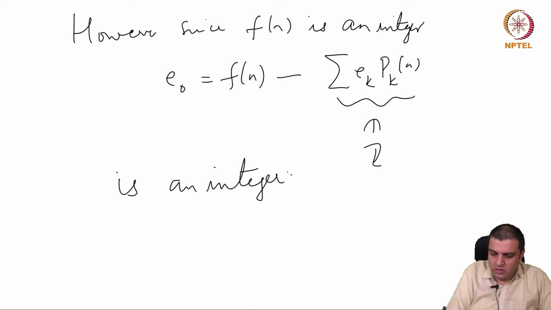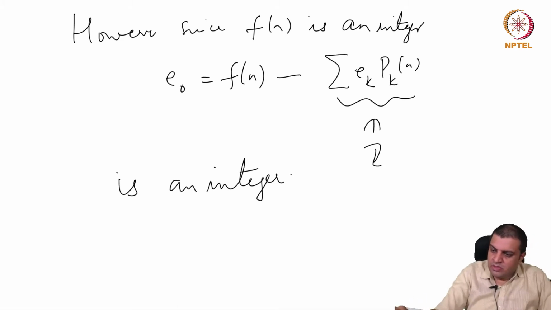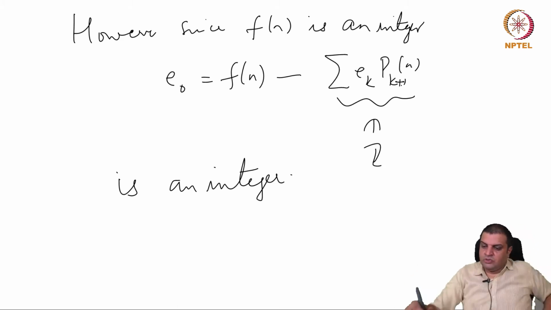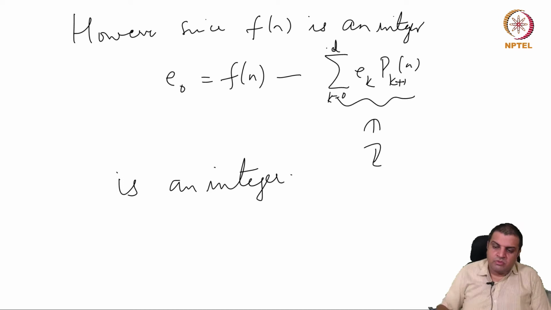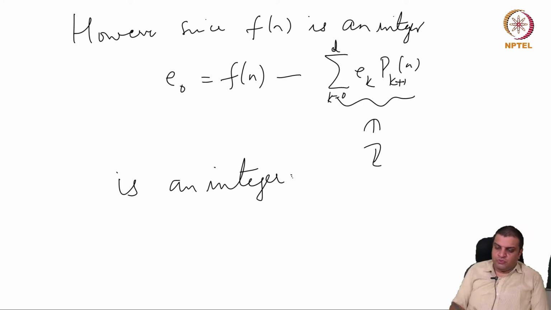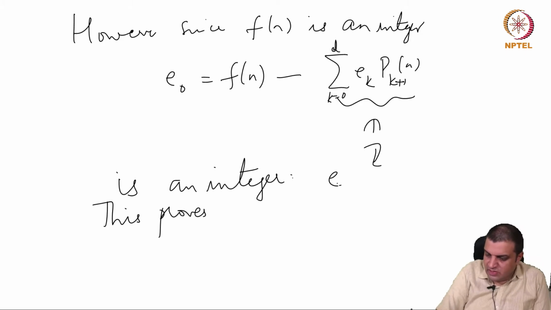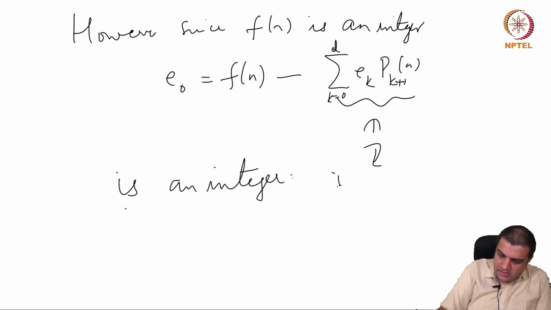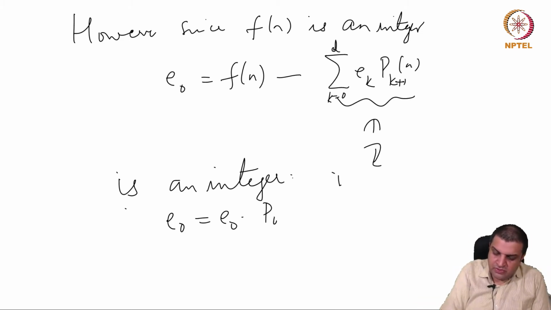Okay, but that we can rewrite as k plus 1. So originally it started from k equals 0 to some d, whatever d is. So now we can rewrite it as e_0 times p_1 plus this condition. And so this proves 1. Notice that here we only start with p_1 onwards. So e_0 is e_0 times p_0.